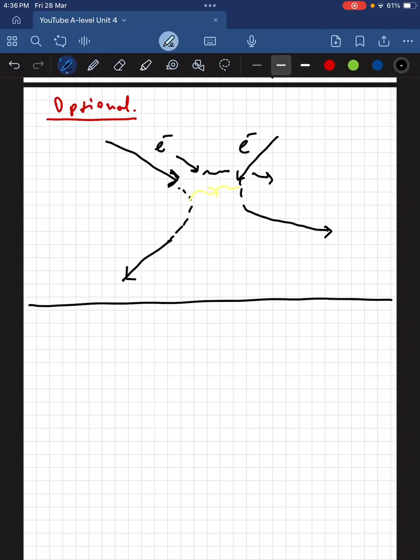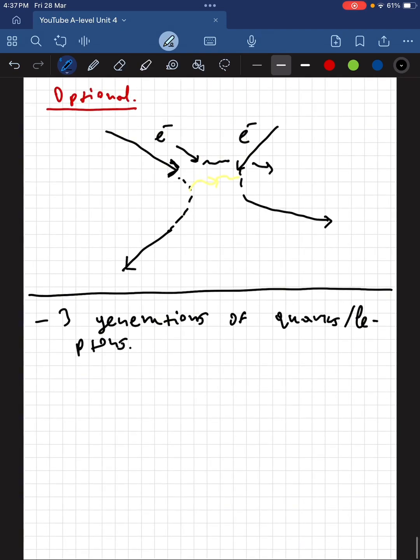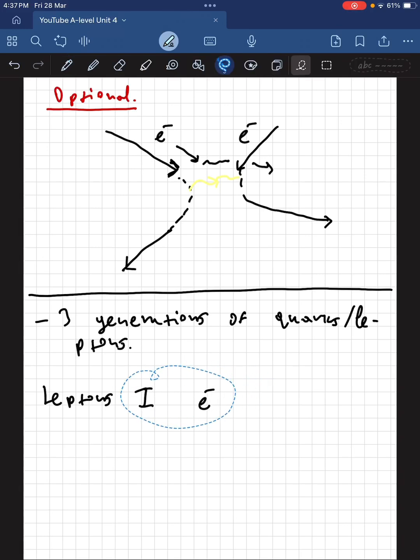Okay, now let's move to quarks and leptons. There are 3 generations of quarks and leptons. As far as I know, this is something that is expected of you to know. Okay, so let's start with leptons and the 3 generations of leptons. So leptons, first generation is the electron, and I'm gonna run out of space if I write it like this, so let's move this there.